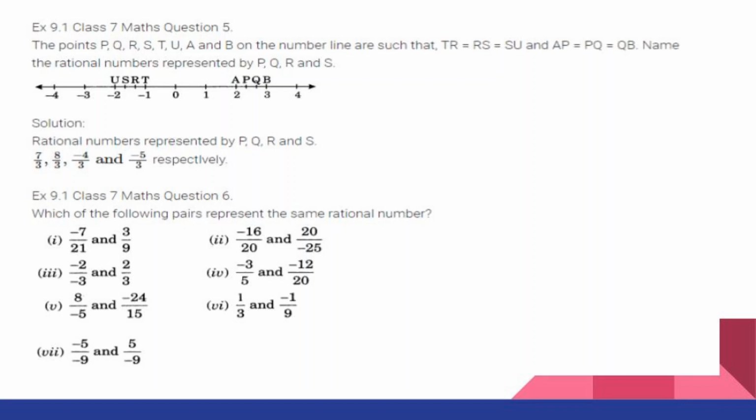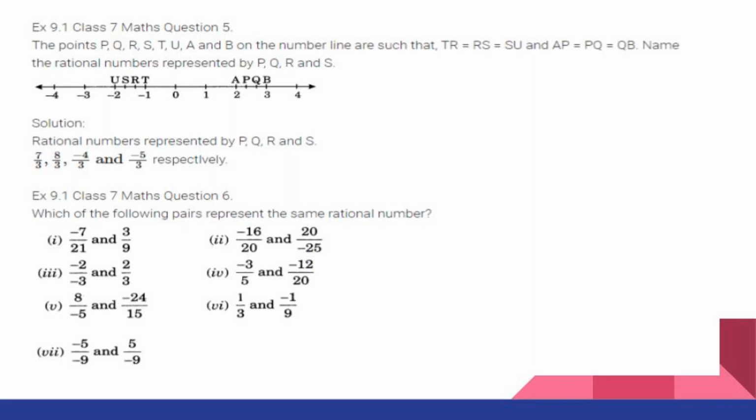Question number 5 has the points P, Q, R, S, T, U, A, B on the number line. TR, RS, SU, AP, PQ, and QB are equal. You have to name the rational numbers representing P, Q, R, and S. Accordingly we keep counting the whole number, and the P point is coming after the whole number 2, and there are 2 lines in between, so it will be 2 and 1 by 3, that is 7 by 3, and similarly Q is 8 by 3. Then R is minus 4 by 3 and S is minus 5 by 3.